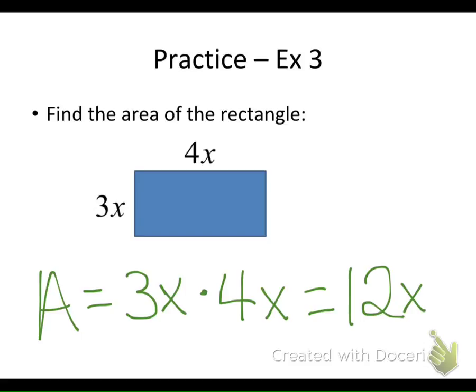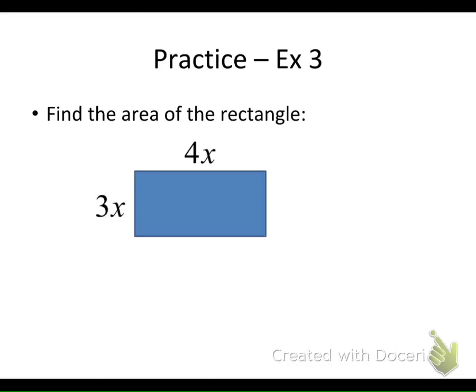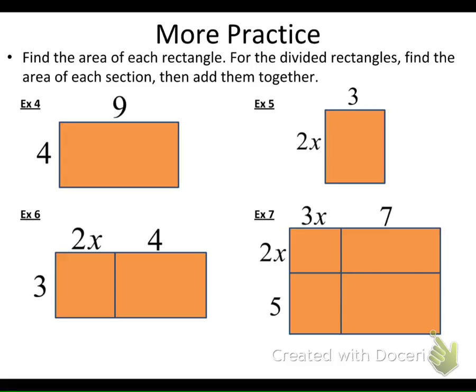12x. But I have 2 x's, right? So I can't just put an x. X squared. Who said that? You said squared? Good job. That's awesome. Nice job, Nick. So if I have those 2 variables, I can't just have x, right? So I have to have x squared. All right, more practice.